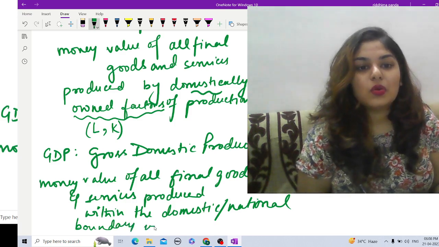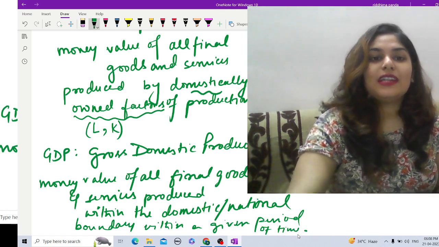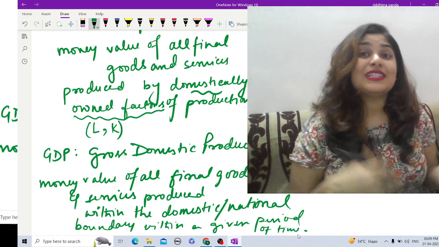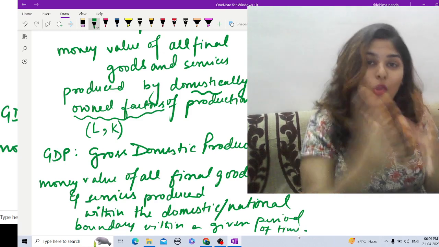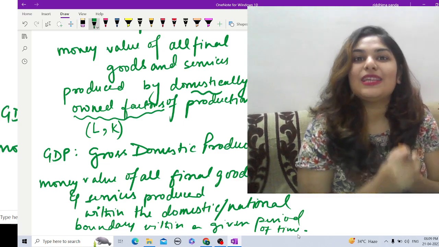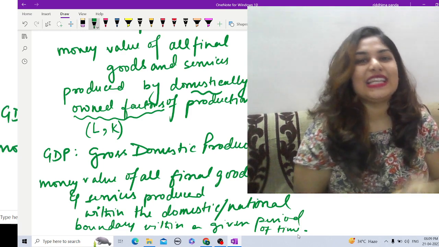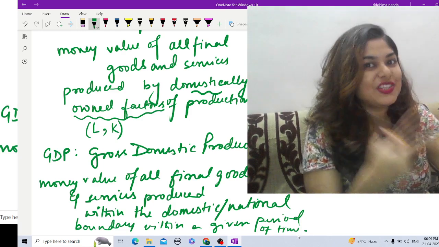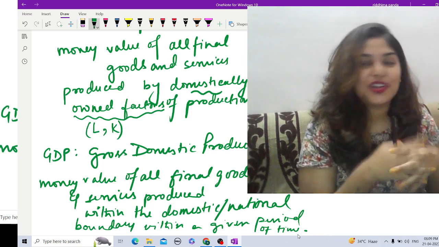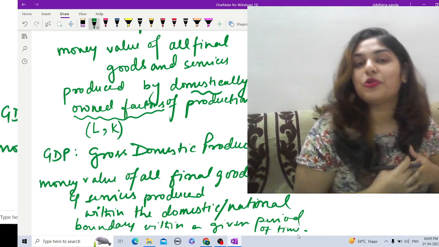National boundary within a given period of time. Right? So that means when I'm talking about GNP, that is gross national product, I'm talking about the domestically owned factors of production. And when I'm talking about GDP, that means I'm talking about the boundary where the money value is generated. So GNP is technically by whom the money value is being generated, so from where that particular factor of production belongs to. And in GDP, where is this money generated? The national boundary that we are talking about.